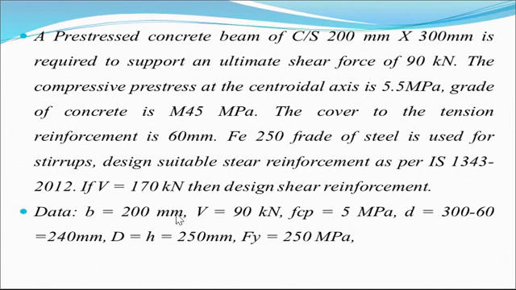If V is equal to 170 kilonewton, then design shear reinforcement. Here B is equal to 200 mm, V is equal to 90 kilonewton, FCP is equal to 5 MPa, d is equal to 300 minus 60. That means the small d. Cover is given 60 mm, so it is 240. And D is equal to H, that is the overall depth 300 mm, and grade of the shear reinforcement is 250 MPa.